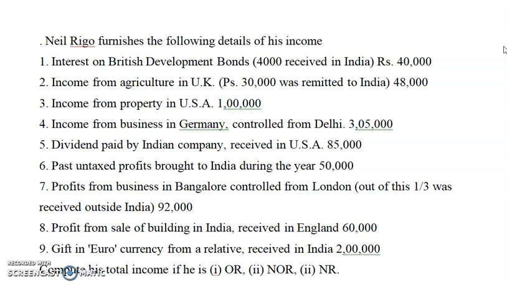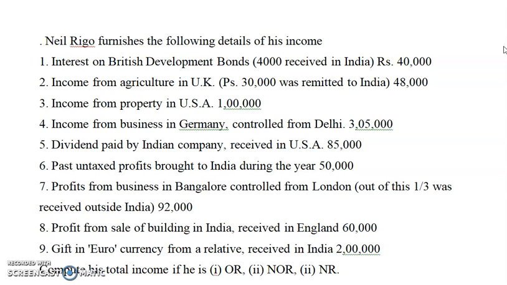Income from past untaxed profit brought to India, income from agriculture in India, dividend from Indian company, gift from relatives, gift from friends up to 50,000, and gift on the occasion of marriage. So these items are exempt. We should remember this. Please note down these things, pause the video and note down these things. And here we'll discuss the problem, and after that we'll solve this particular problem.